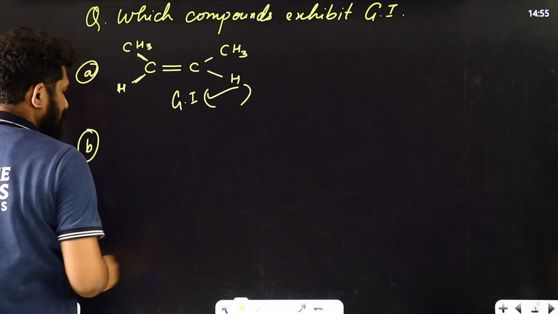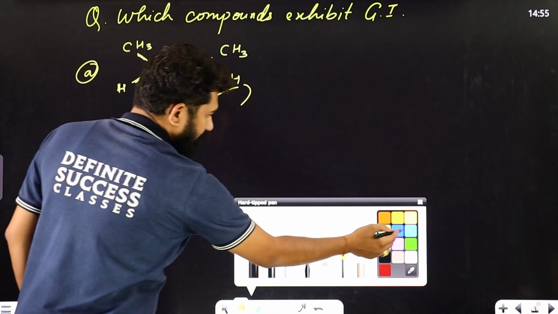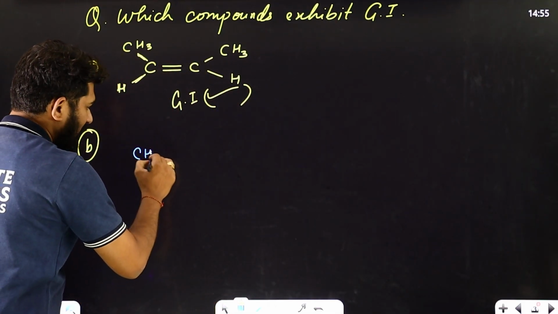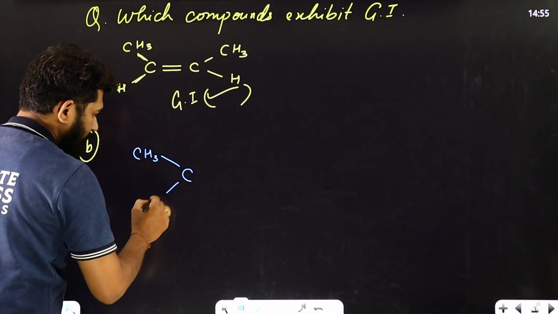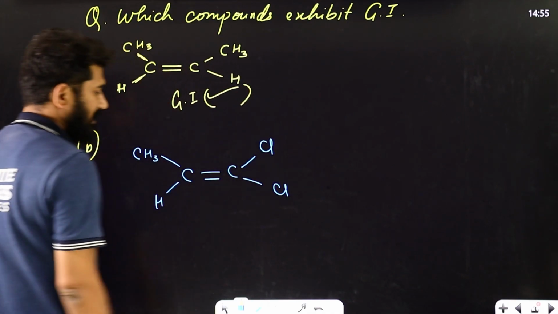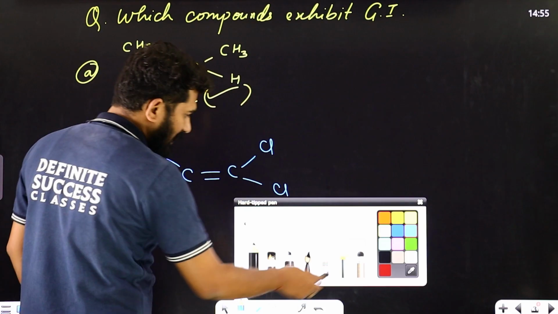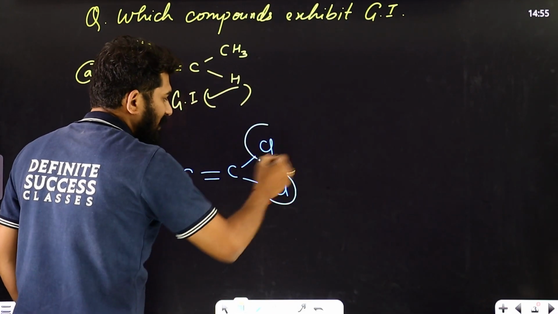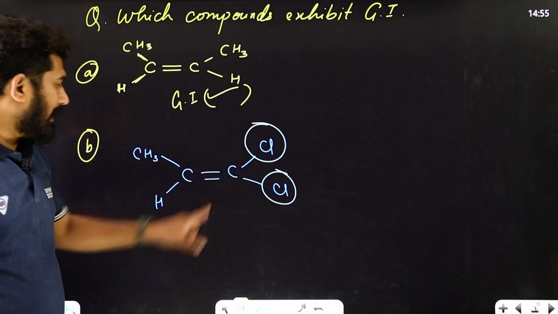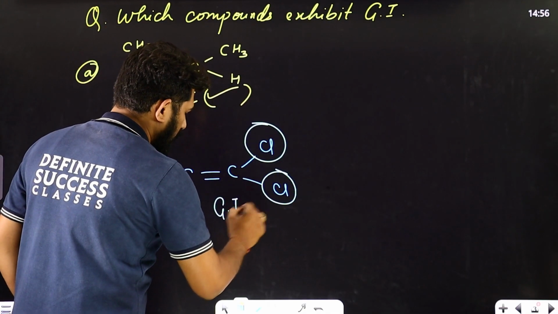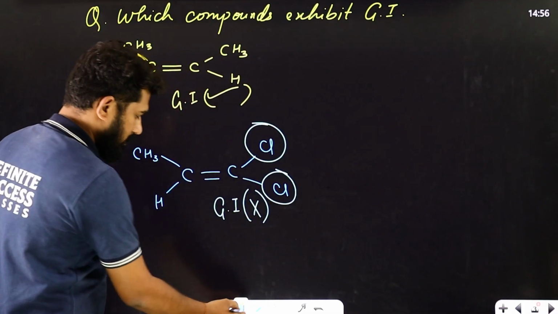Now talk about another case. Let's just talk about this. If we have CH3, C, H, double bond C, we have Cl here and Cl here. You can see I have deliberately made it a different case here, that Cl and Cl are the same group attached to the same carbon. So it will not show any geometrical isomerism, right?